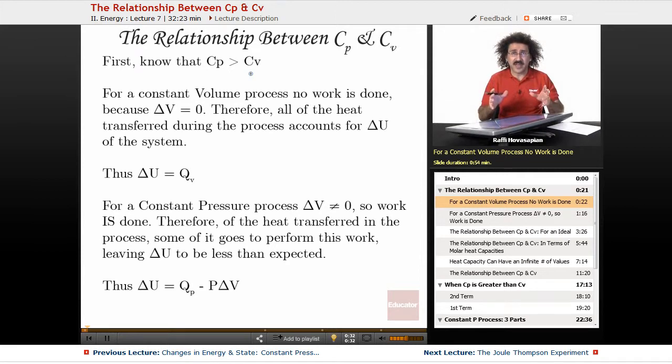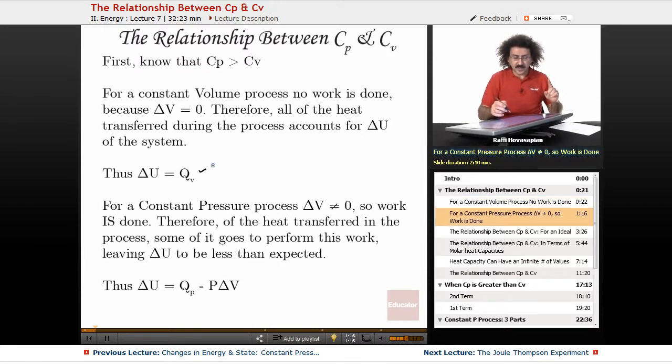The qualitative, intuitive reason is this. For a constant volume process, no work is done because the change in volume is zero. Remember, work is pressure times the change in volume. Therefore, all of the heat transferred during the process goes straight into the chaotic motion of the molecules of the system. That's why the heat transferred during a constant volume process equals the change in energy. So all of the heat goes to the change in energy.